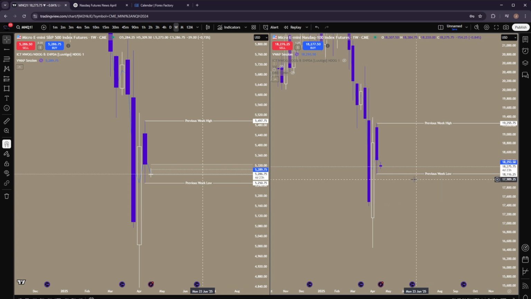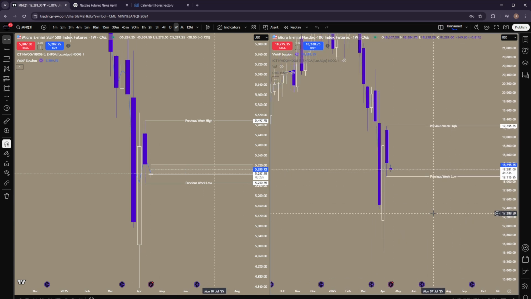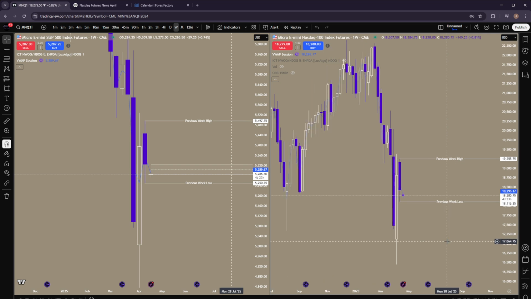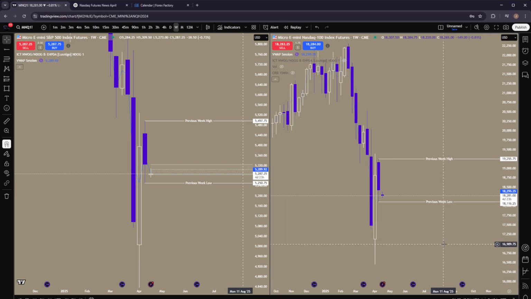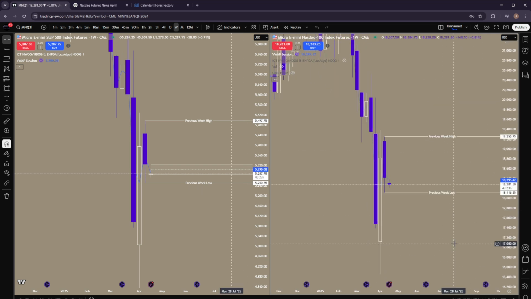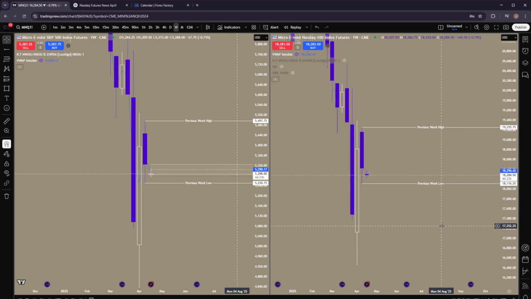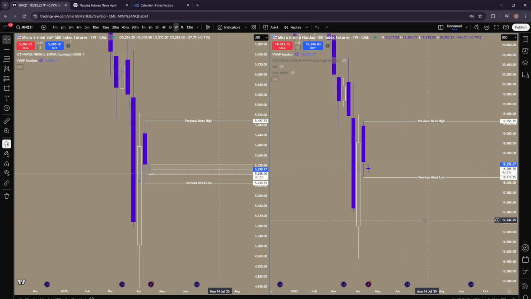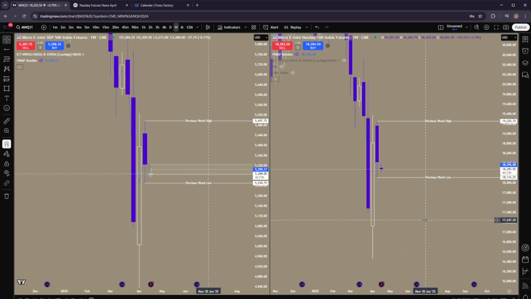Even after we had that recovery throughout the week, two weeks ago, I still think that the sentiment across the board is pretty bearish. I don't think people have too much confidence in this market, even though the tariffs got delayed. Even though we had that big week, I still think the overall market sentiment is pretty bearish.